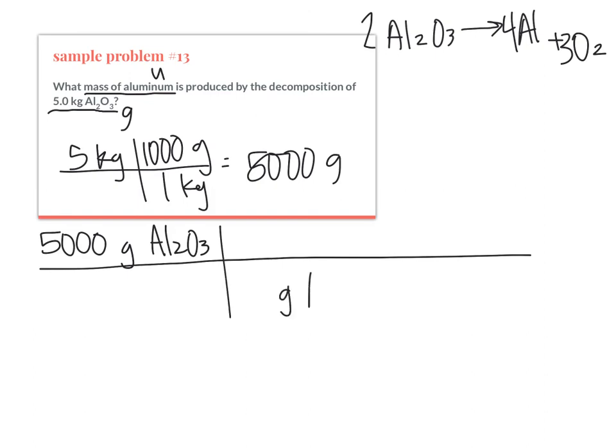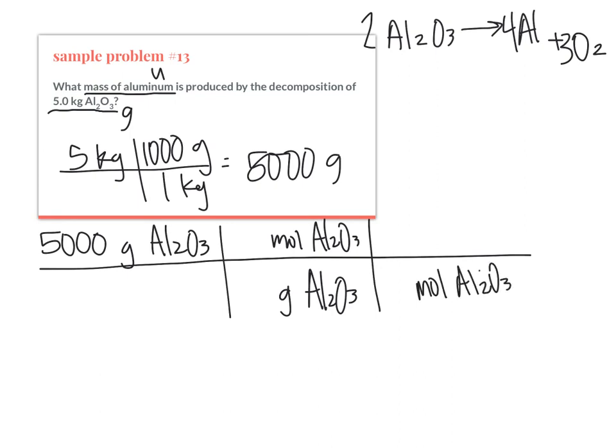And then we have grams Al2O3. And then what are we trying to get to? Mass of aluminum. Again, we have to go moles Al2O3, moles Al2O3, and then we have to get to moles of aluminum. Moles aluminum. And then you get grams of aluminum up there.